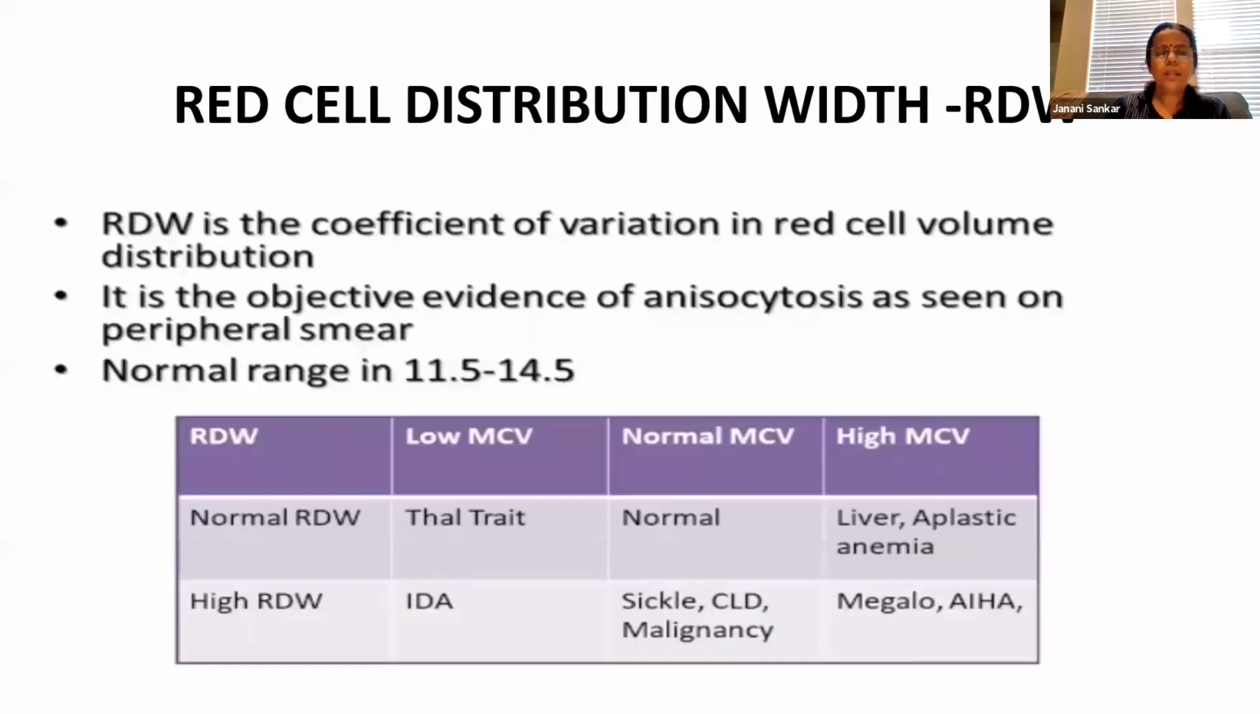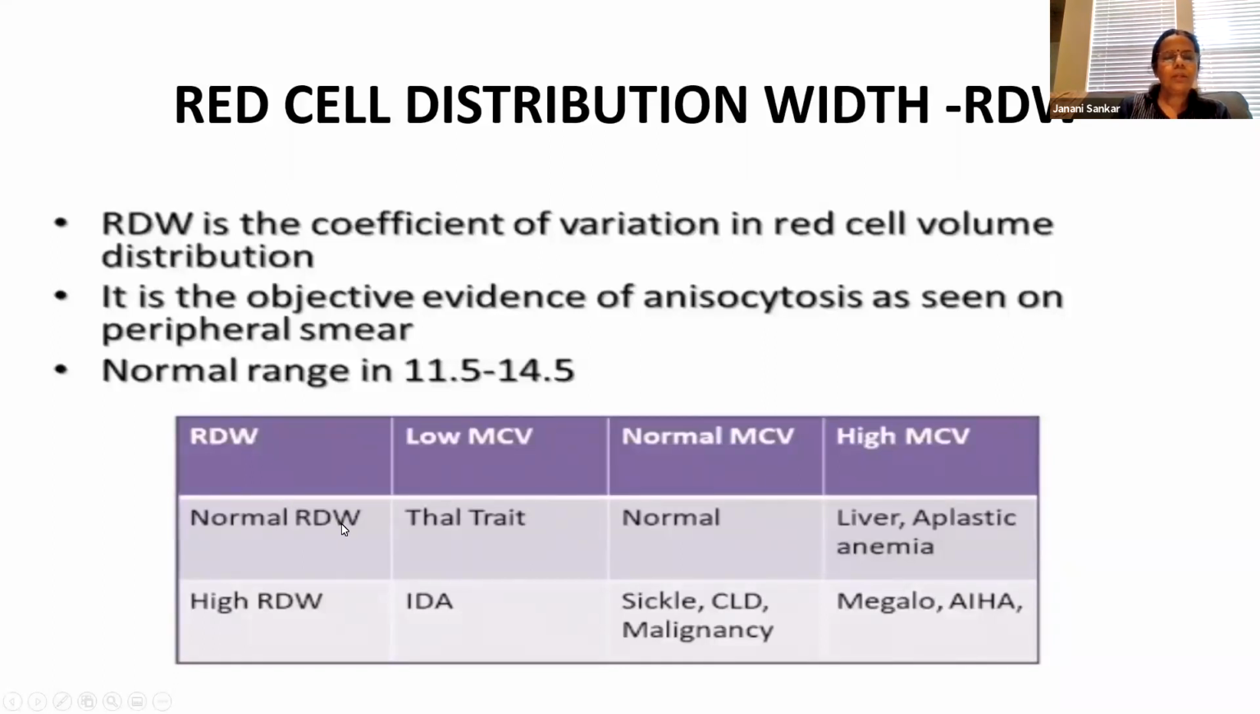Moving on to the next, a little about red cell distribution width, because there was a lot of questioning about RDW in the previous talk too. See, it's actually a coefficient of variation in red cell volume distribution. So it's an objective evidence of anisocytosis that is seen in the peripheral smear. If you have severe anisocytosis, the RDW goes up. So the normal range is 11.5 to 14.5. So this table is a very useful table.